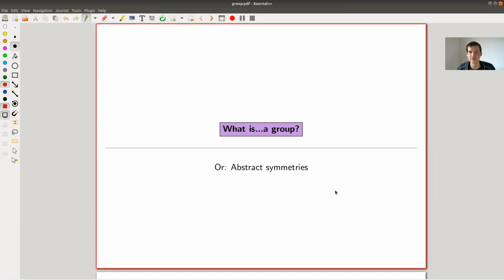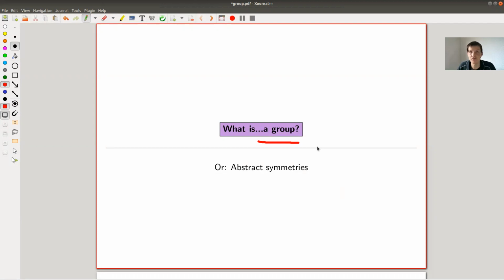Today I would like to tell you something about the concept of a group. So what is a group? It's a little bit of a mysterious thing if you see it for the first time. And today I would like to explain that it actually comes up very naturally if you think about symmetries.